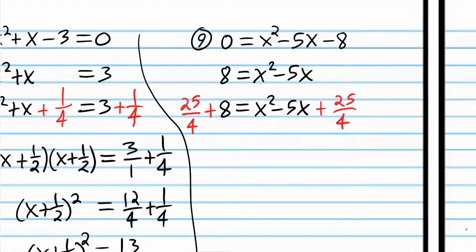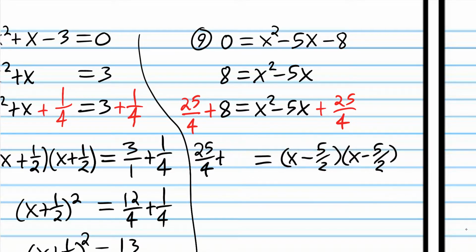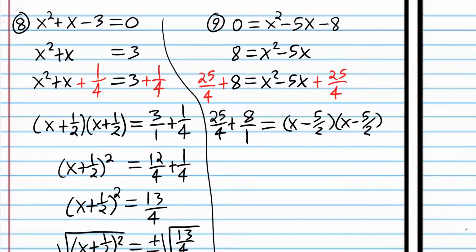And the right side, we completed the square, so now it's a perfect square. Now, how do we factor that thing? Well, remember, it's just the coefficient of x, -5, divided by 2. And we have 25 over 4 plus 8 over 1. Multiply both sides of this fraction by 4 and we get 32 over 4.